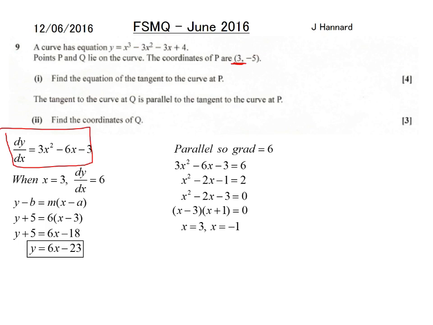The other x coordinate is -1, so that must be the x coordinate of Q. Put that back through, your y is 3, and therefore your Q is (-1, 3). I think I wrote them the other way around in the earlier video, but that was just a typo. All the maths was right.